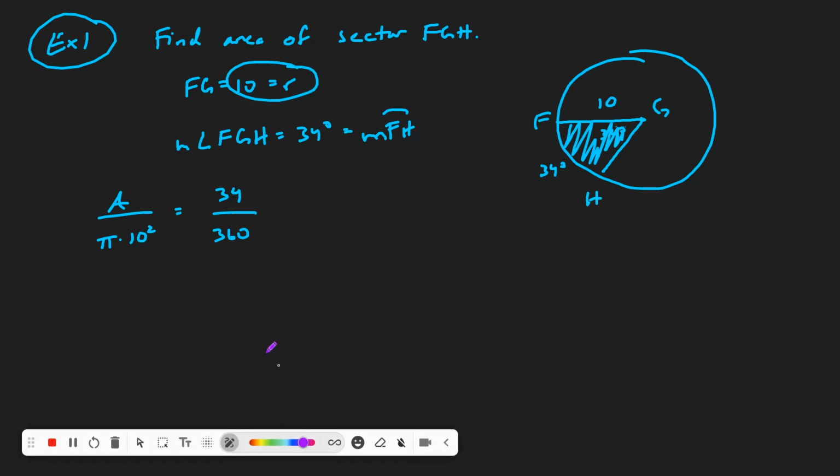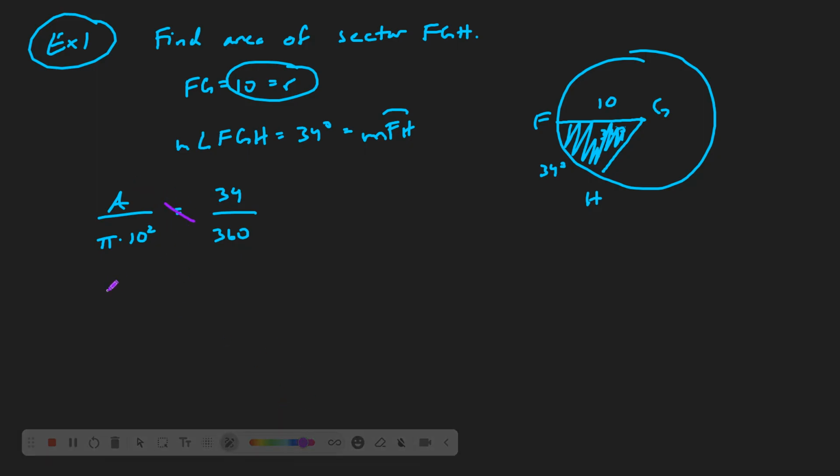So when you cross multiply, the A gets multiplied with the 360. So that's 360 times A. The pi, 10 squared times 34 gets multiplied. I'm not going to type in the pi yet, just to keep things nice and pretty before the decimals. So if you do 10 squared times 34, you get 3,400, and the pi just comes with it. And now to get A by itself, we divide by 360.